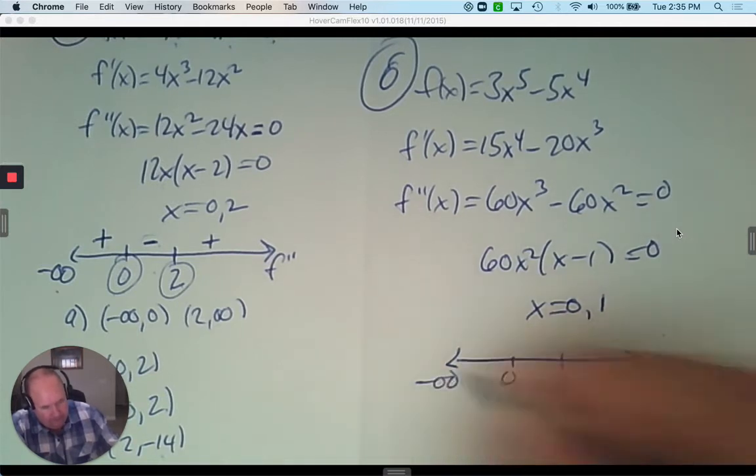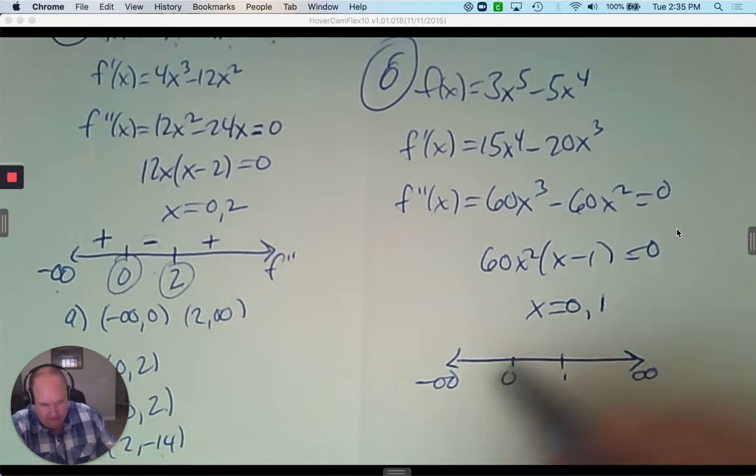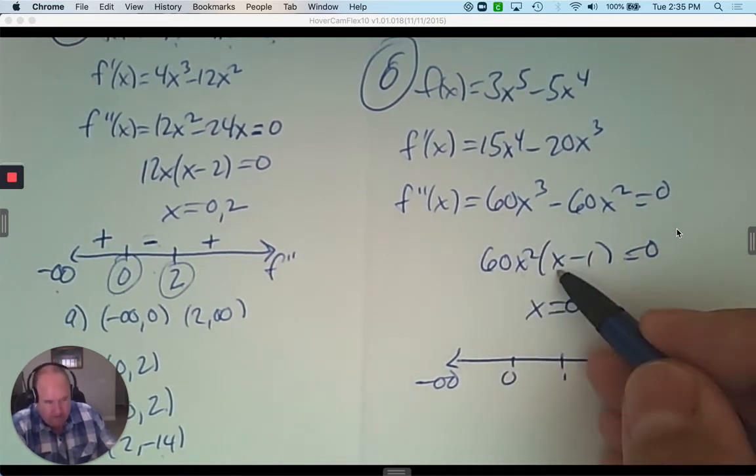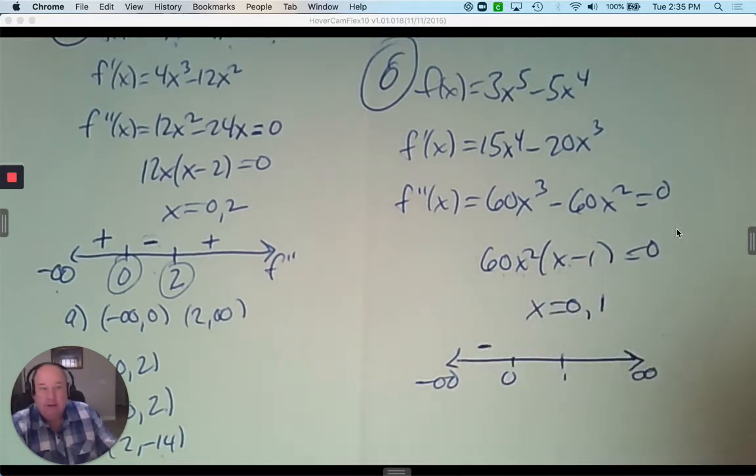So pick any number less than 0, so any negative number. You plug in a negative number and it's positive. Plug in a negative number, it's negative. So a positive times a negative is negative.